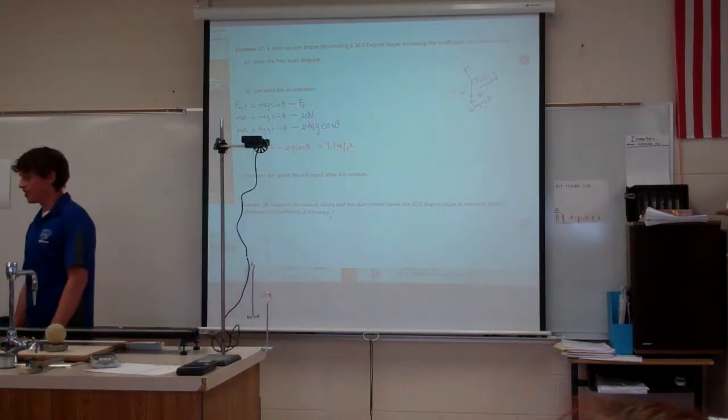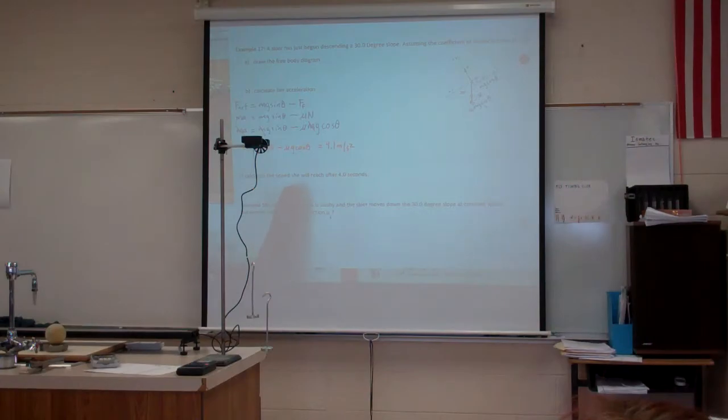Alright? So, let's calculate the speed she will reach after 4 seconds. This is a kinematics review. So, what do we know? We know time equals 4. We know acceleration equals 4.1. And what's kind of implied, but maybe should be given to us? Vi equals 0. Starting from rest, right? So Vi is 0.